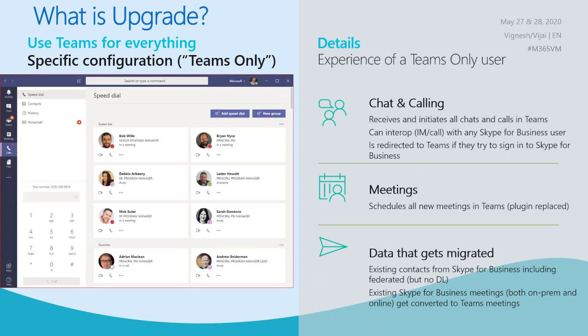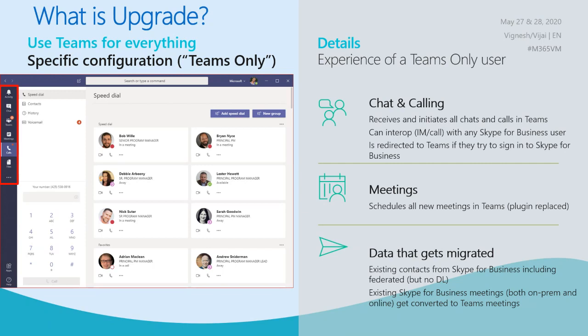You will also make use of the other collaboration features and apps in Teams only. As we discussed, you'll be receiving and initiating all the calls in Teams only. For meetings, if you go to Outlook, you will see only the Teams meeting. You can only schedule a Teams meeting. Also, all your data gets migrated. Data in the sense that all your existing meetings get migrated to Teams only, and existing contacts from Skype for Business also get migrated over here.